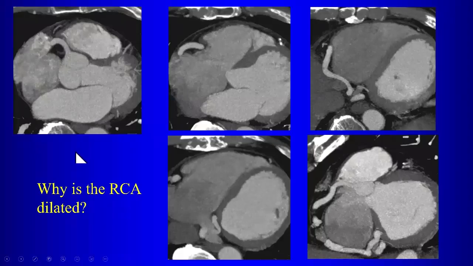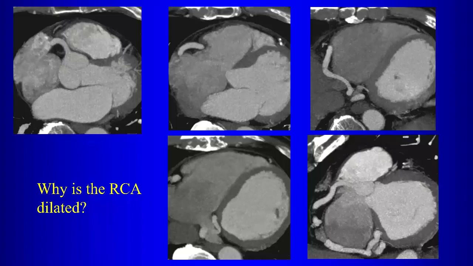Okay. Now, here's an example where, notice, as opposed to when there's anomalous origin of a main vessel off of the pulmonary artery, when all the vessels dilate, here when there's a coronary artery fistula, only certain vessels will dilate, will be involved. So in this example, why is the right coronary artery dilated? It's the right coronary artery there, and it's dilated down to here, and here it is going around the right atrium. So what's the problem here? Why is the right coronary artery dilated?